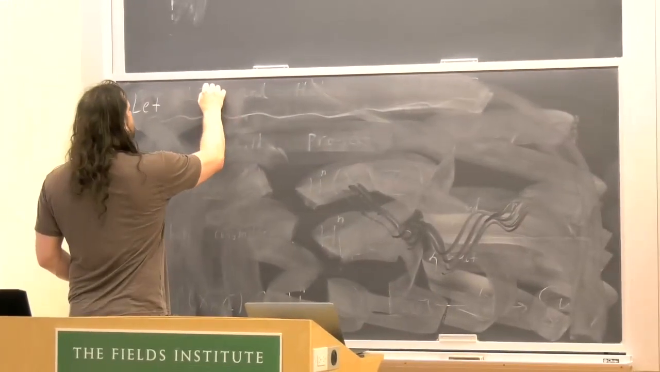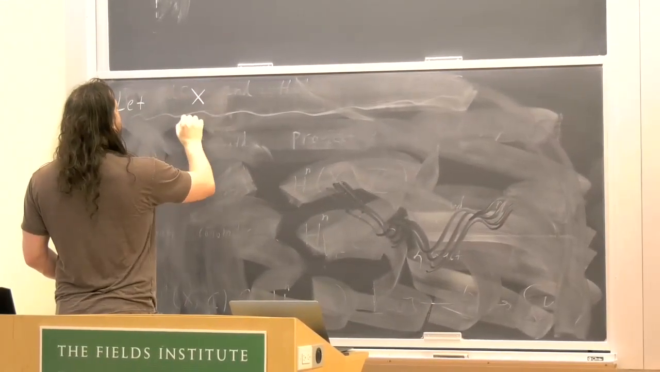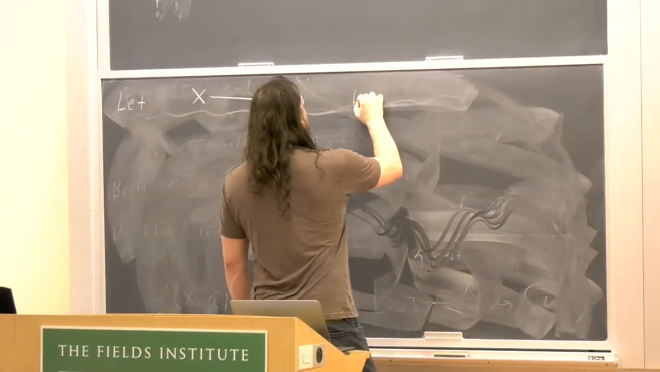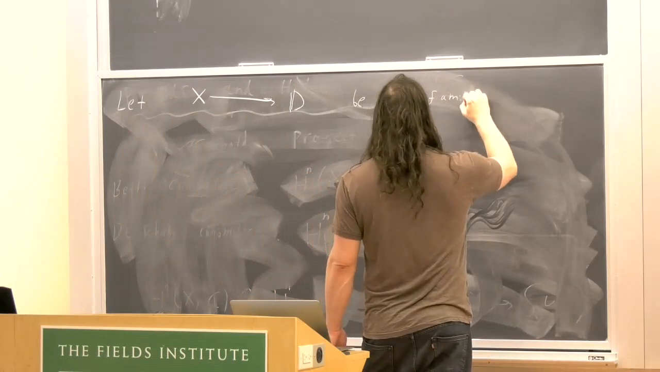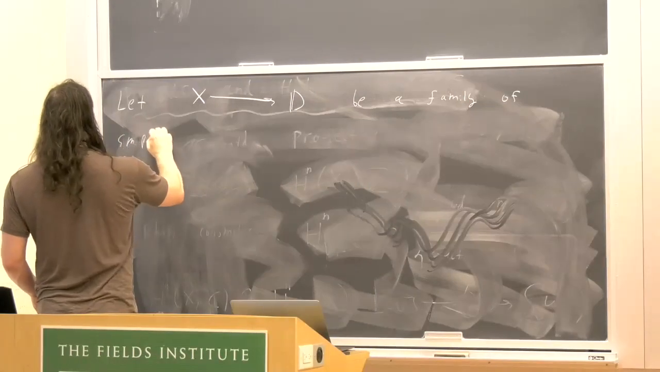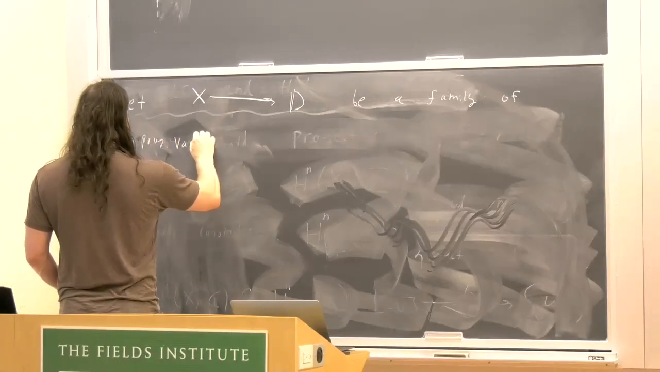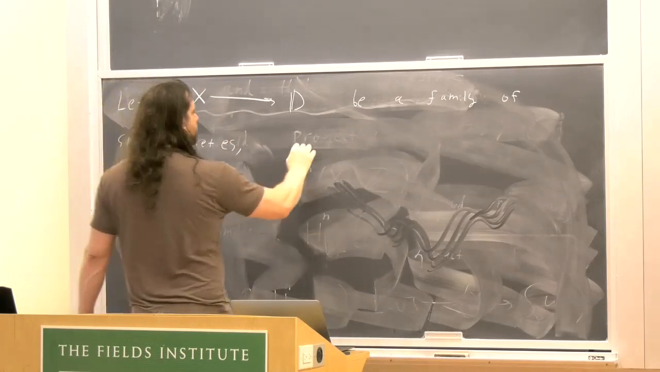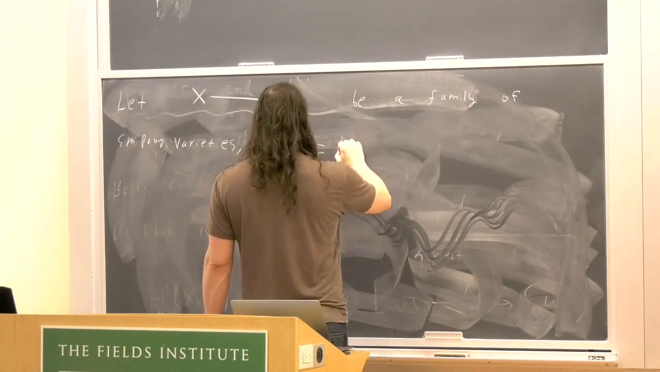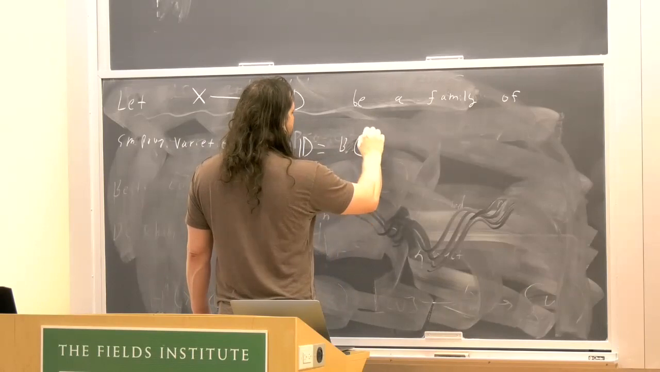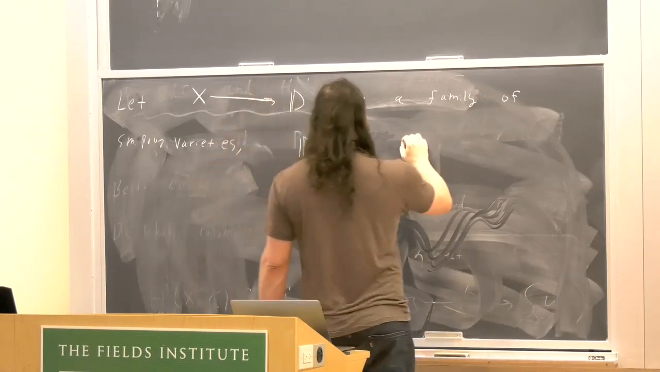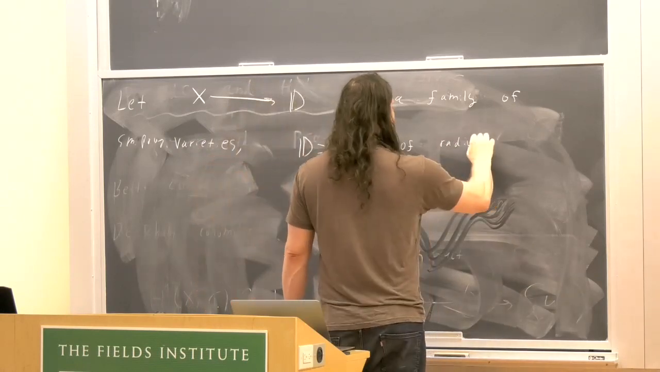So let me say X mapping to a disk be a family of smooth projective varieties. Where our disk here is just the ball of radius 1 around 0 or something. This is more notation than it's worth. I'll just write it down. Some small ball.